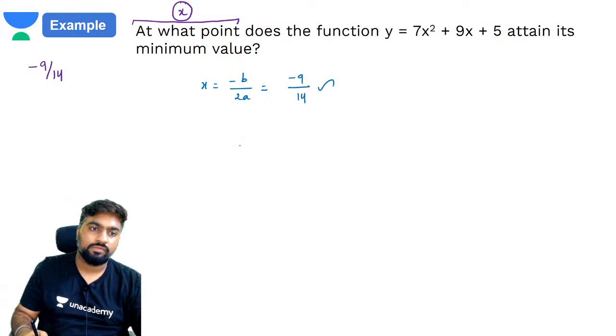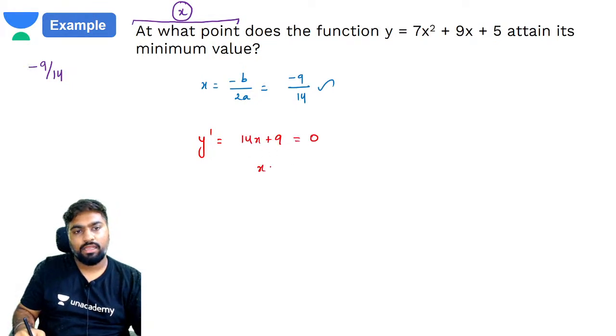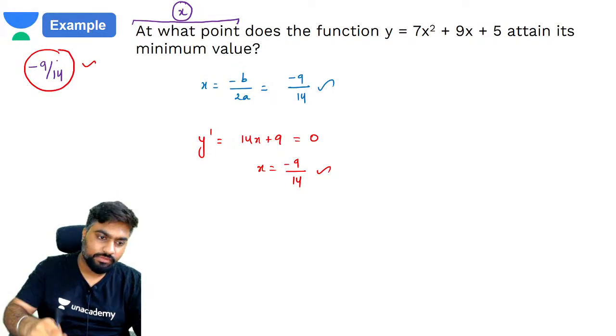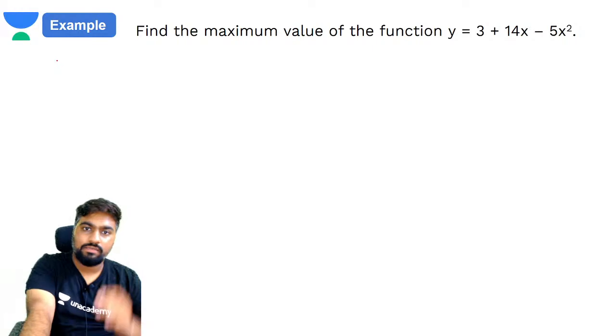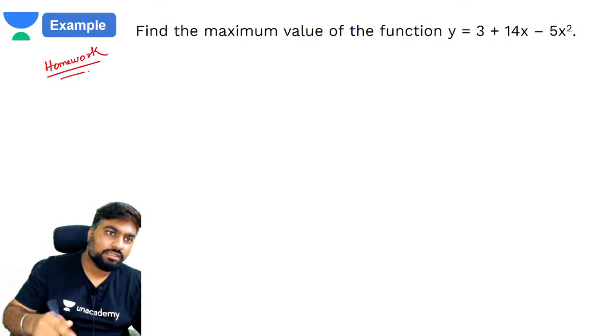खत्म. Or if you want to use derivation, then y dash will become equal to 14x plus 9. If I equate this to 0, I'll get x is equal to minus 9 by 14. So minus 9 by 14 is your right answer. Superb. आ गया ना अभी समझ में? मैक्सिमम मिनिमा. दिस इज योर होमवर्क क्वेश्चन. ट्राई दिस एट होम.